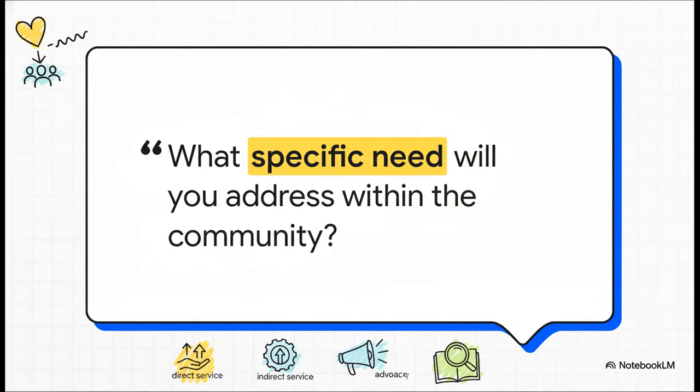And this brings us to the most critical question of all. So you've gone from a big, broad passion to a specific community, and now you have to find one single addressable need. This isn't about solving world hunger, right? It's about something focused like, our local food bank needs a much better system for sorting donations. Now that is a specific need you can actually tackle.